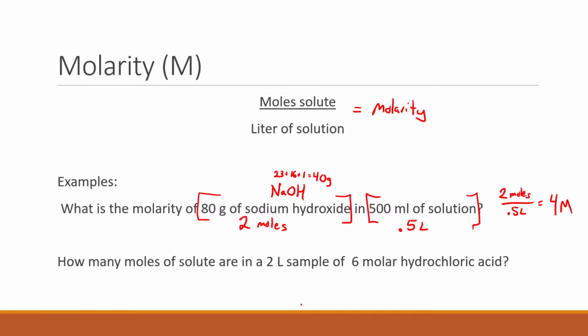This second one, on the other hand, is a lot easier. They tell you you have 2 liters of a 6 molar solution, and they want you to solve for how many moles there are. And here it's just a cross multiplication. Here we're going to get 12 moles as our answer.